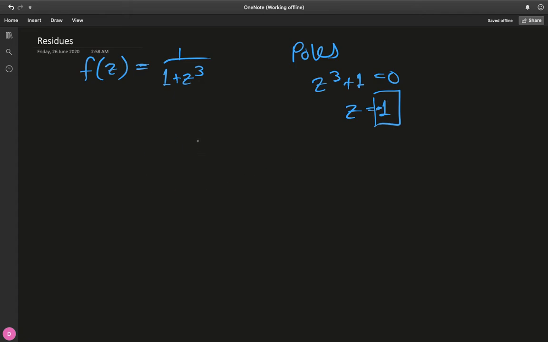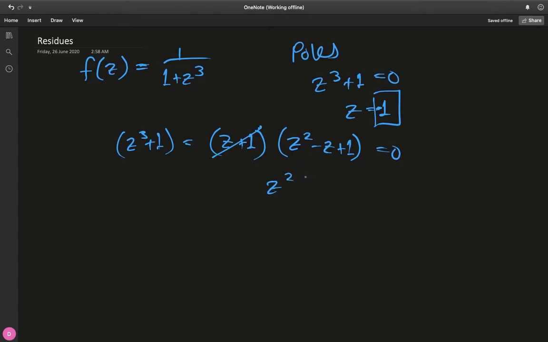So in order to find those two solutions, we use the algebraic formula: z cubed plus 1 is z plus 1 times z squared minus z plus 1, and all of this is set to 0. Ignore this case because we found z equals negative 1 as one pole. We need to solve the quadratic z squared minus z plus 1 equals 0.